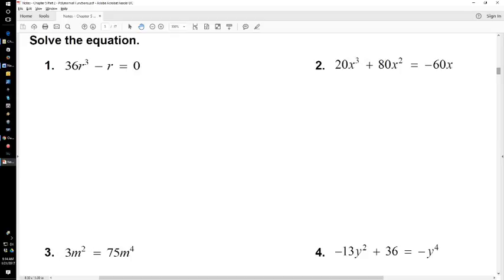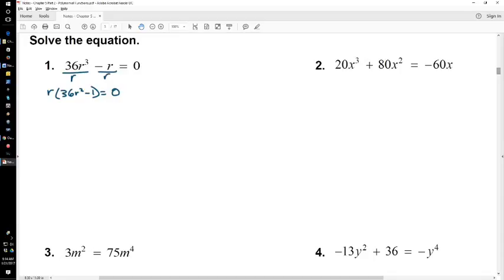Always start off by trying to divide out the greatest common factor. That is the first place to start every single time. Because if you can divide something out, like in this first one, we can factor out an r, life gets easier. Not to mention you've divided out a factor already, so we've already got one factor right there, which we'll deal with in a second.